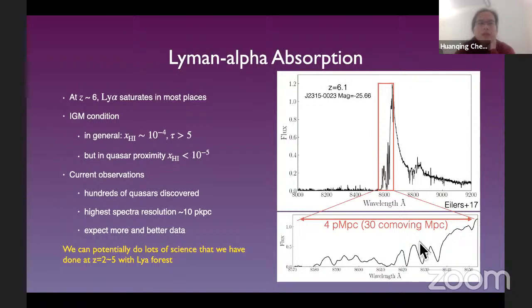And with the high-quality spectra now available, which have sub-angstrom resolution, equivalent to 10 physical kiloparsecs, that means a lot of information is hidden here, which we can potentially exploit to do a lot of the science that we have done at lower redshift with the Lyman alpha forest. And among the many IGM properties, the first one we want to study is the density field.